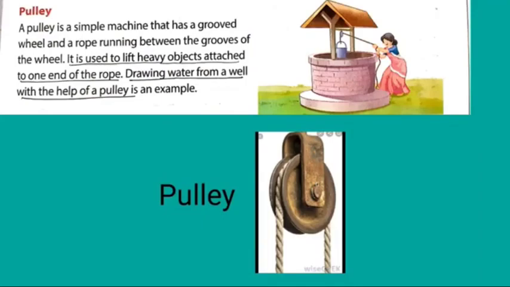The next part is pulley. A pulley is a simple machine that has a groove, wheel and a rope running between the groove and the wheel. Look at this picture, students. The pulley is a round wheel-like structure attached with the rope. It is used to lift heavy objects attached to one end of the rope. See in the pictures, heavy weight को rope से बांध दिया जाता है और फिर हम उस weight को easily उठा सकते हैं. For example, drawing water from the well with the help of a pulley. And this is generally seen in the village area.